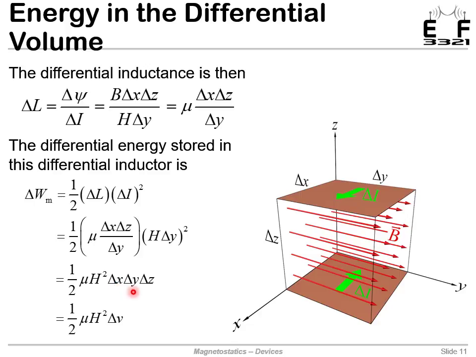Our delta X, delta Y, delta Z, those are the three linear dimensions or the sides of our cube. Multiplied together, that is the volume of our cube that we'll just write now as delta V. And this expression already should be starting to look familiar from our discussion of electrostatics.